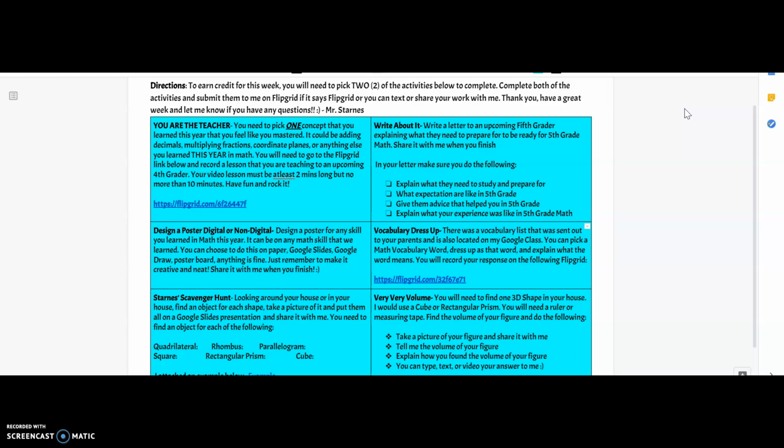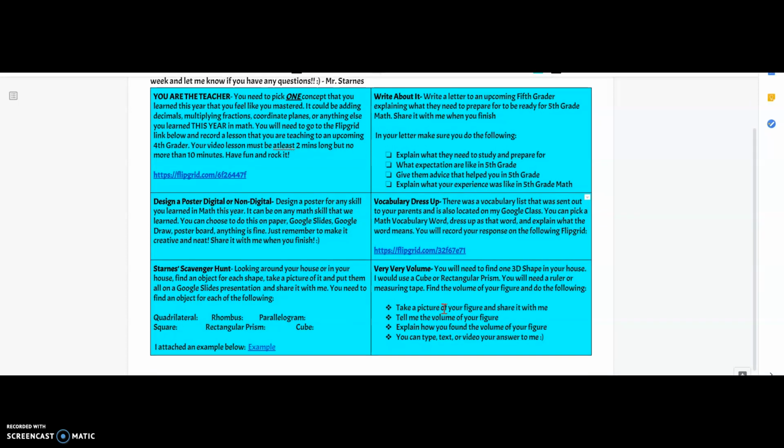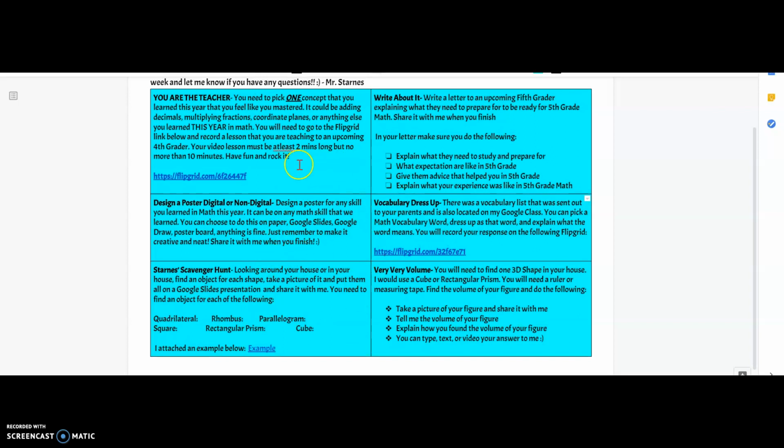So if you're looking at the choice board here, I want you to take a second and look over it. So what you'll notice is there's actually 6 boxes, and these are the activities that you can choose from. Remember, you only have to choose 2, but you can do all of them if you choose to, but at minimum you must do 2.